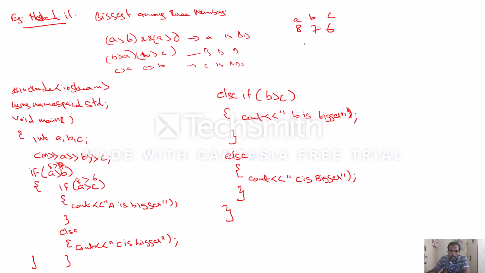For example, if the combination is 7, 8, 6, this is the A value, this is the B value and this is the C value. 7 greater than 8, the condition is false, so it will come here. Then it will check 8 greater than 6, definitely it is true, so B is bigger.